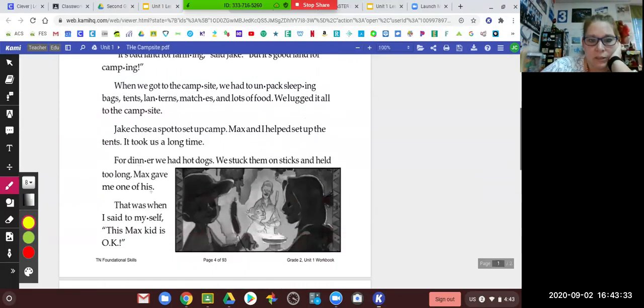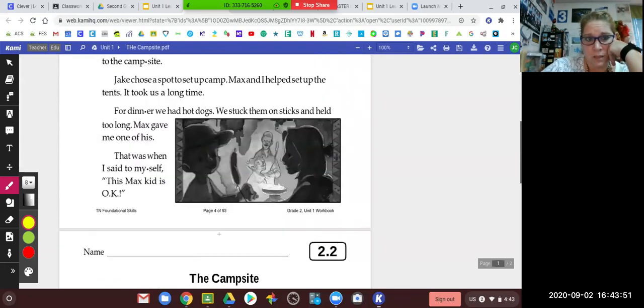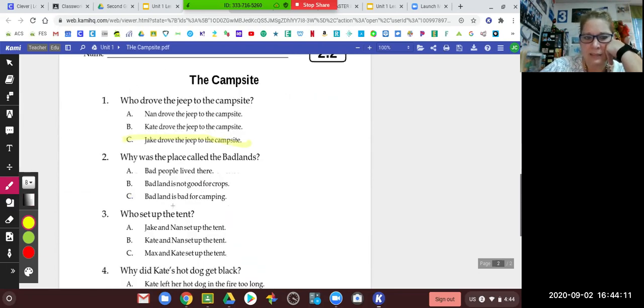All right, let's go back and look at the answer choices again. Was it because A, bad people lived there? Was it because B, bad land is not good for crops? Or was it C, bad land is bad for camping? C, I think there was something Jake said. It's bad land for farming, said Jake, but it's good land for camping. So I think the answer is here and here. These both say that it's bad land for crops. It's not good for crops.